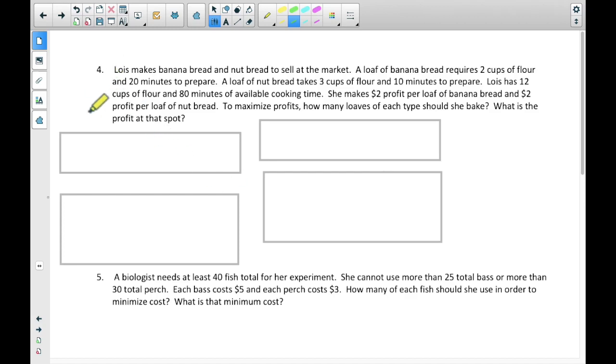This video is going to look at number 4 from the linear programming worksheet. So we're going to read through the problem and try to decide how to pull out all the different parts.